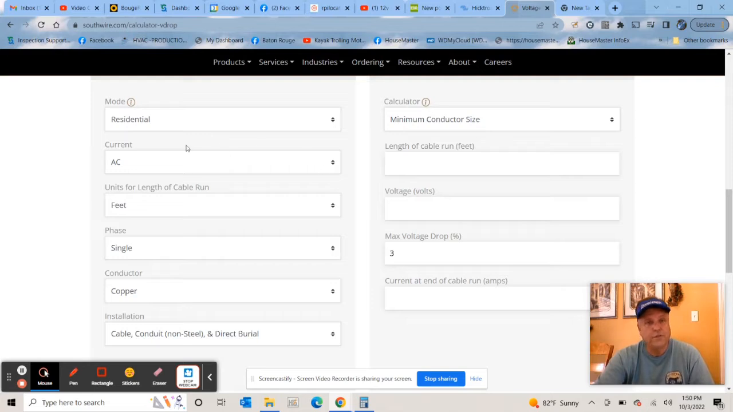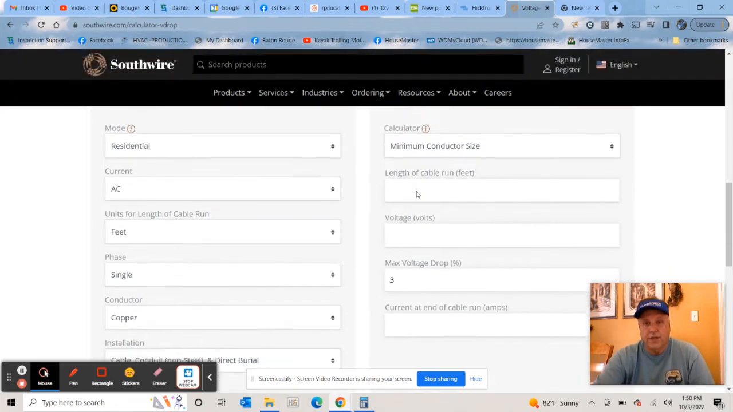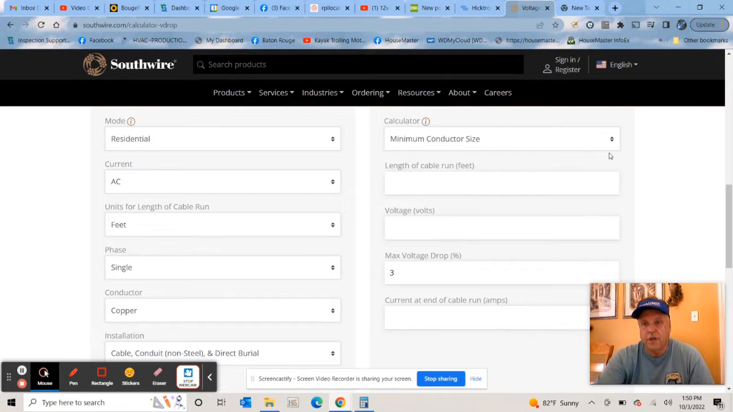So if we look at this form, most of this stuff on this side, we don't need to do anything with. We're going to residential or AC alternating current. If you wanted to do DC, you would change that. I'm in the US of A, so we like feet. Single phase is what we're using. That's what 99% of most folks are familiar with. We're using copper wire and there's conduit, non-direct burial.